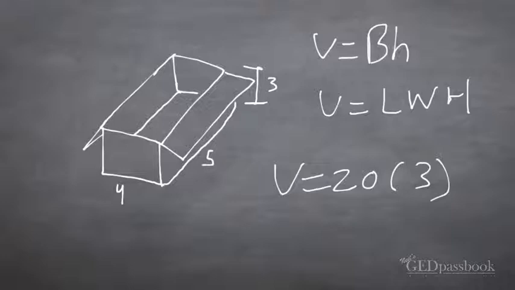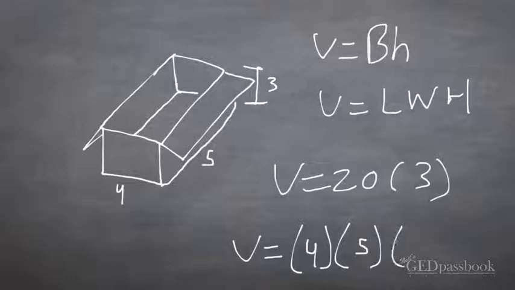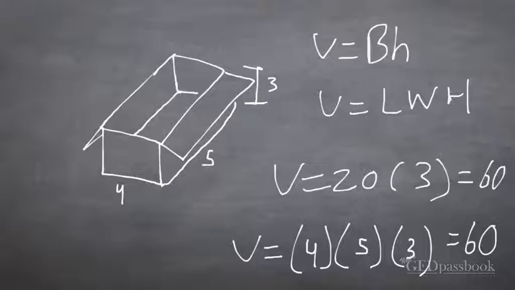So this is one way you could do it, or you could use this formula. What's my length? What's my width? What's my height? I promise you it's all the same thing. What's 20 times 3? What's 4 times 5 times 3? Same thing. So either way, it'll be the same.